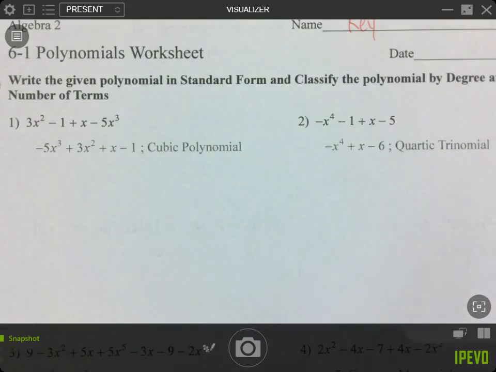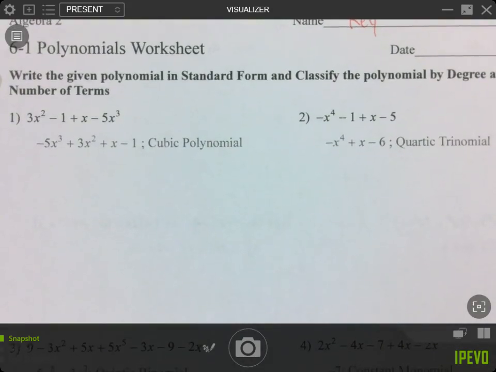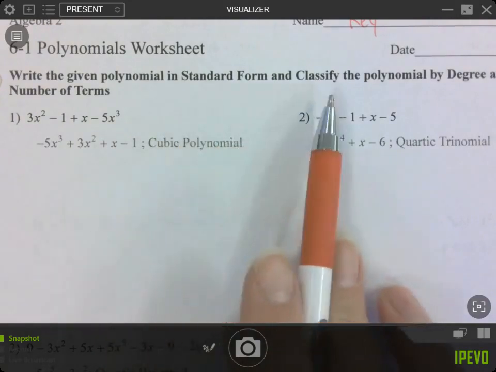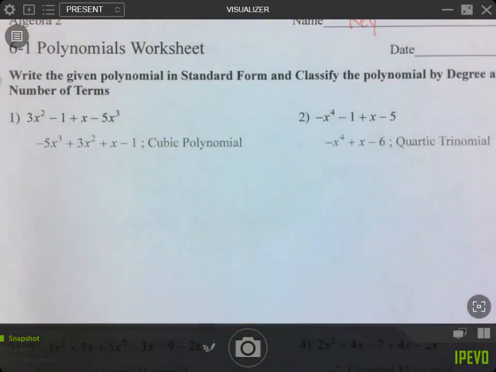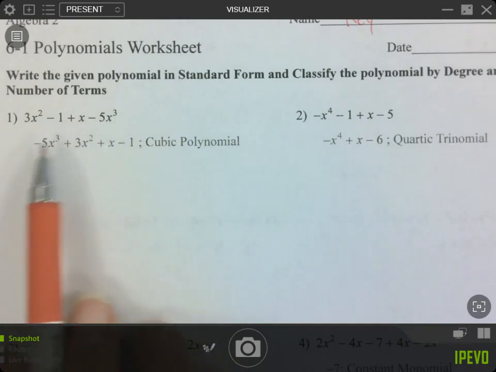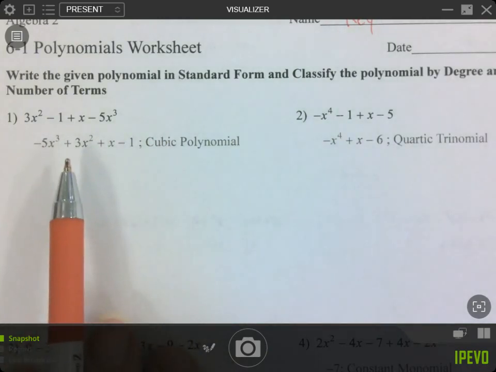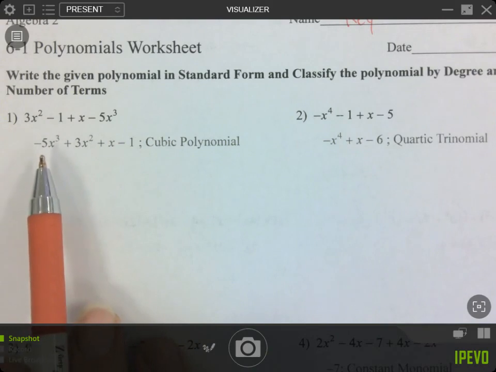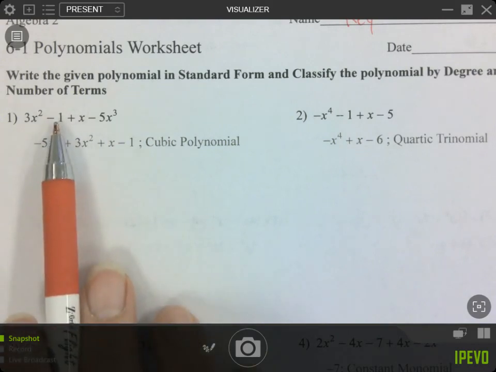All right, so we're looking at the 6-1 polynomials worksheet. The first part said to put it in standard form and then classify by degree and number of terms. So standard form goes from the highest power to the lowest, add any like terms. Nothing to be added together. Watch your negative sign, stick with the number it's in front of.